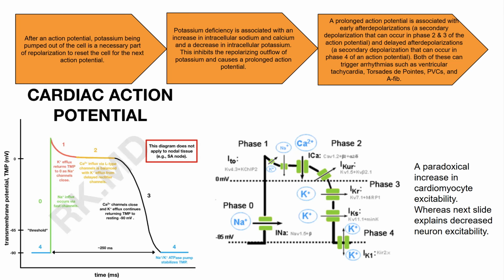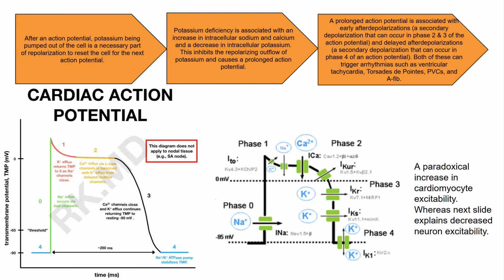Then, when we're deficient in potassium, there's an increase in intracellular sodium and calcium, and of course, a decrease in intracellular potassium. This electrolyte imbalance inhibits the repolarizing outflow of potassium, which you can see what it is normally supposed to look like in the second action potential picture, with all of the potassium indicated by the letter K next to those arrows indicating that it is exiting the cell. When this is dysfunctional, it causes a prolonged action potential.